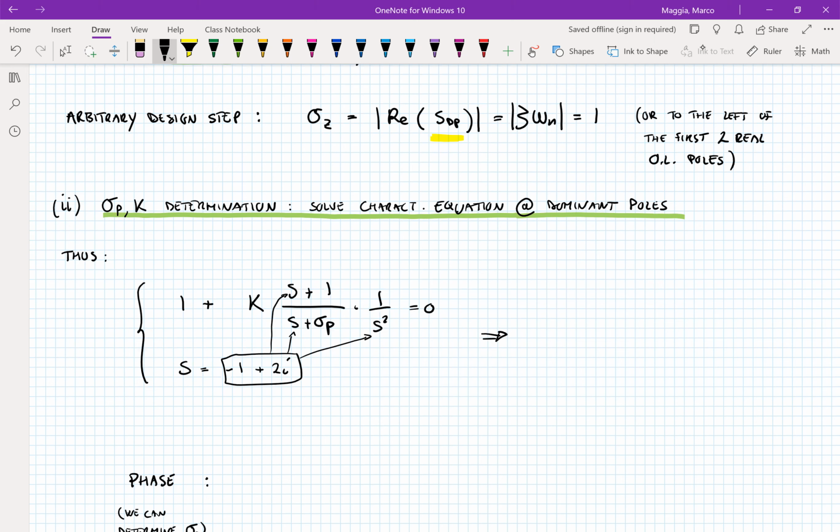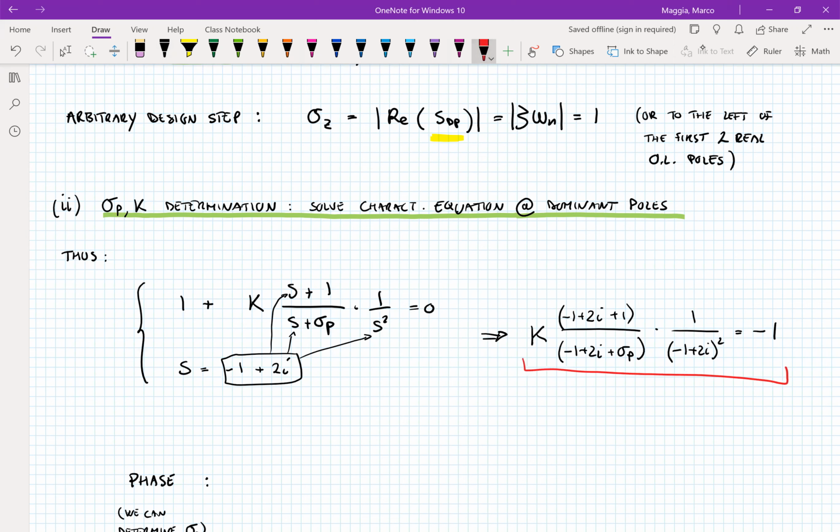And so we have that k times -1 plus 2i plus 1 over -1 plus 2i plus sigma p times 1 over, now we have s squared, so -1 plus 2i, everything squared, has to be equal to -1. So you see that now we have two unknowns, sigma p and k. And apparently, we only have one equation.